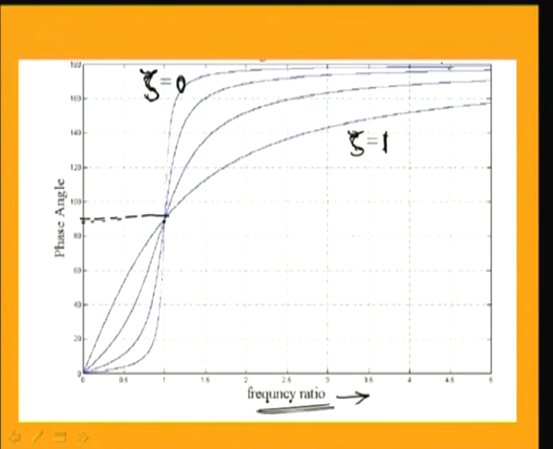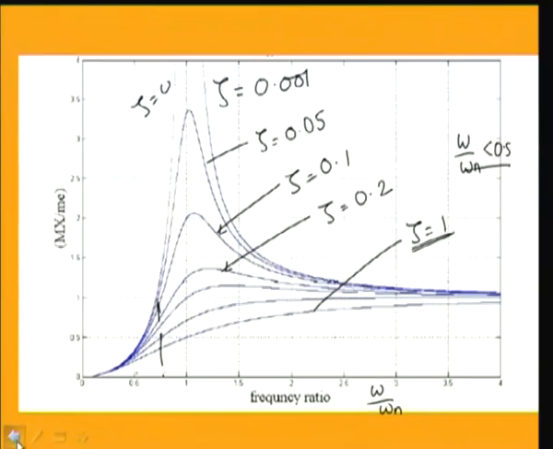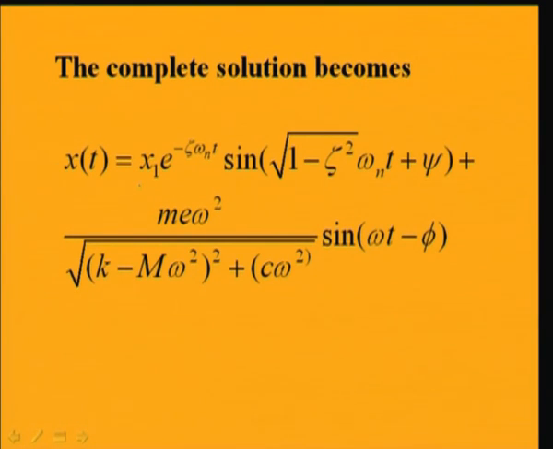So if you take into account the transient response of the system, the total response of the system can be written by writing the transient part of the solution, and this is the particular integral or steady state response of the solution. So the transient part equals x1 e to the power minus zeta omega n t sin of square root of 1 minus zeta square omega n t plus psi. So this is the damped natural frequency, equal to omega n into root over 1 minus zeta square, and x1 and psi depend on the initial conditions of displacement and velocity. So taking the initial conditions of displacement and velocity, one can obtain x1 and psi, and this part is the steady state response of the system.